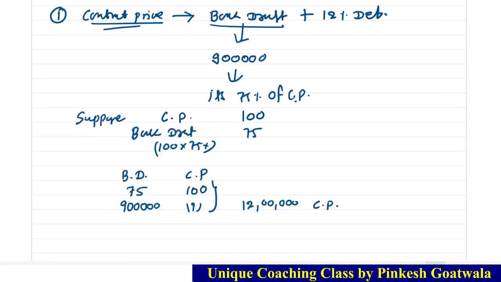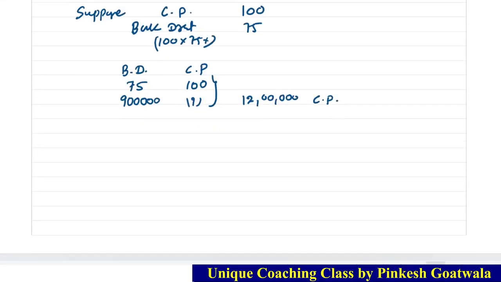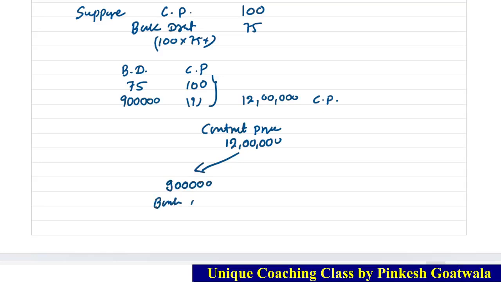Okay, so how much is the bank draft? It is 75, right. So bank draft 75, then contract price 100. So our bank draft is 9 lakhs. So what will be the contract price? So now here we get that our contract price is 12 lakh. Okay, and from this 12 lakh we received 9 lakh as bank draft, and the remaining 3 lakh we received as debenture.